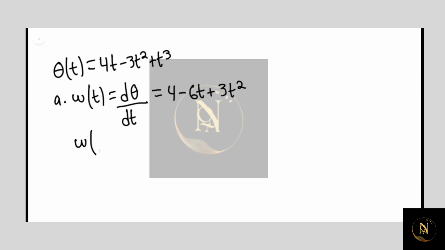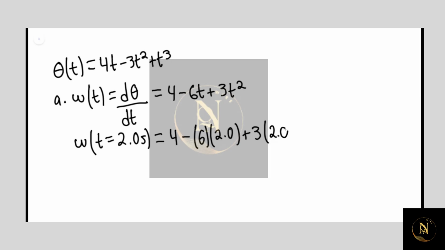And we can say that the angular velocity at t equals 2.0 seconds would be equal to 4 minus 6 times 2.0 plus 3 times 2.0 squared. This is giving us 4.0 radians per second. This would be measured in radians per second.